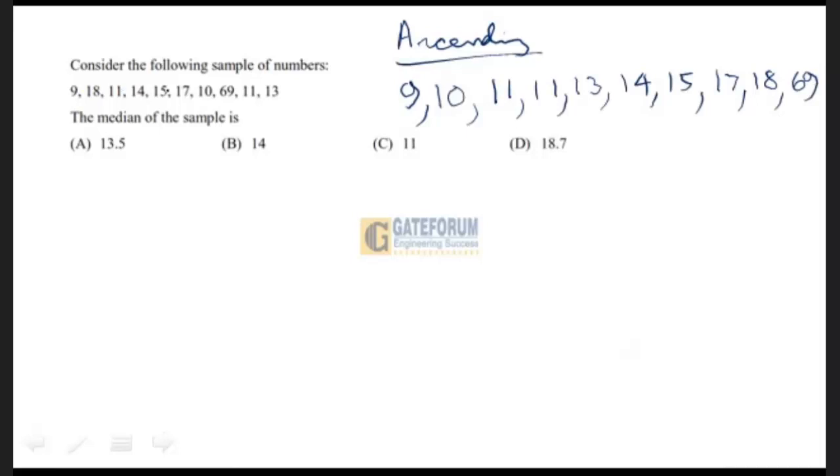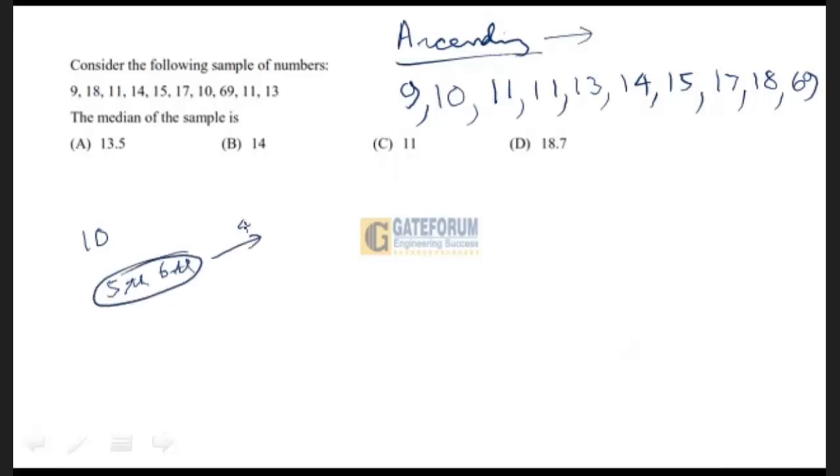Let me check: 1, 2, 3, 4, 5, 6, 7, 8, 9, 10. Okay, so this is written in order now and in ascending order. So now what you will do, see, the median of the sample is the value of the middlemost numbers. Now out of 10, there is no middle number, right? So then what you will do, you will take the fifth and the sixth.